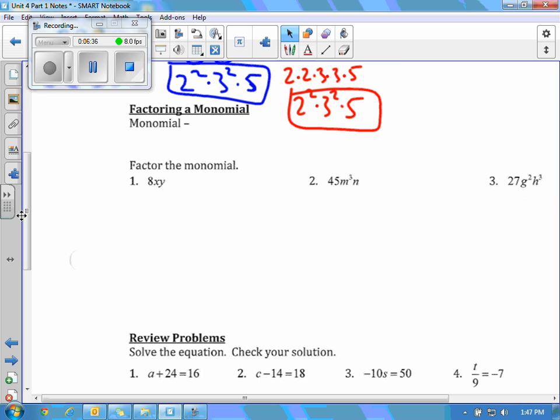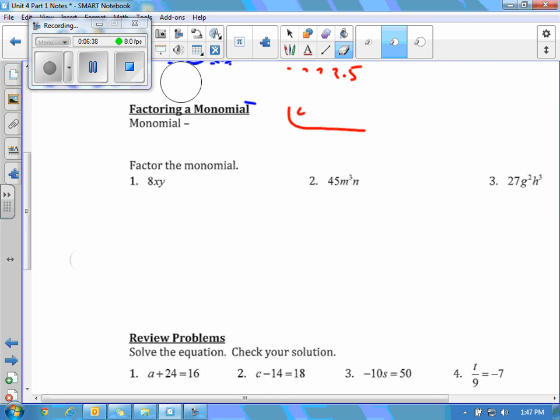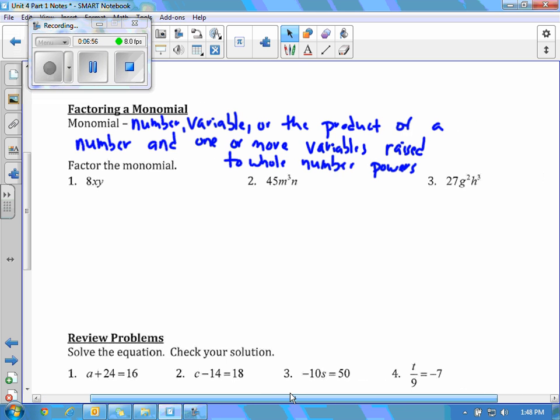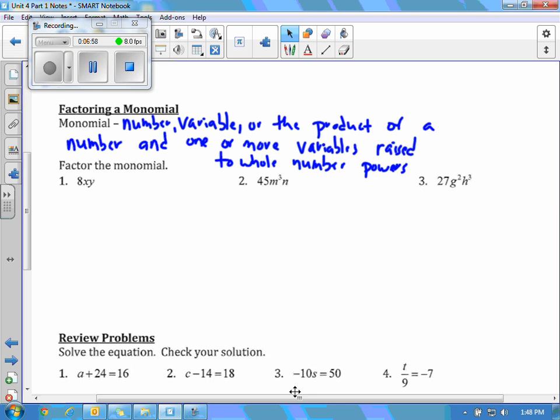All right, looking down, let me just clear off some space for myself. Okay. Next thing we're talking about is factoring a monomial. So as you can see here, a monomial is a number, a variable, or the product of a number and one or more variables raised to whole number powers. So that's kind of confusing. Let me go over some examples of what would be a monomial and what would not be.